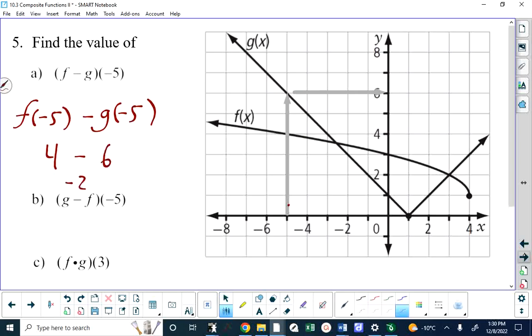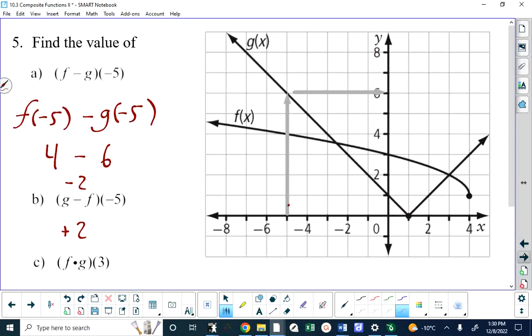And I get negative 2 here. Are you in agreement with me? Okay. Would you be in agreement that g minus f of negative 5 would have to be positive 2? I don't think we need to read those points again.